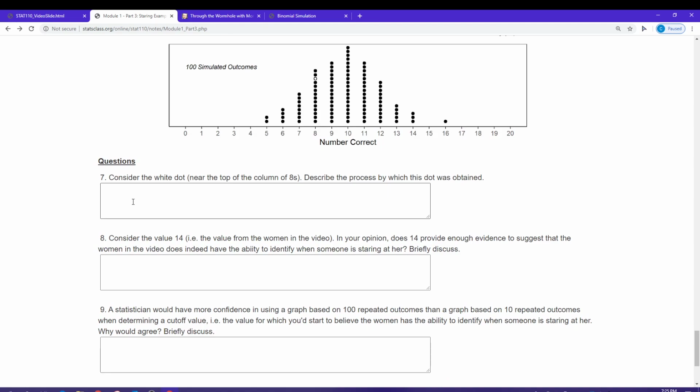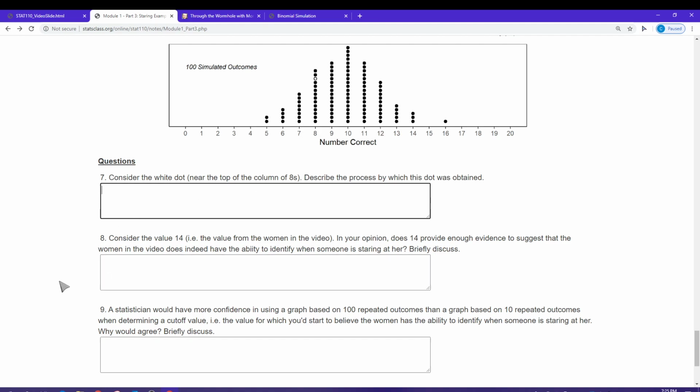Okay, let's just do question 7 quickly here. Consider the white dot, which is right there. Describe the process by which that dot was obtained. A complete response there would be that we got 8 correct out of a total of 20, and that value was obtained under a 50-50 situation.